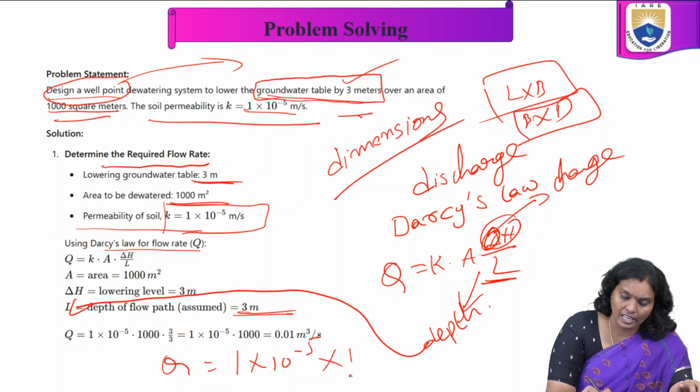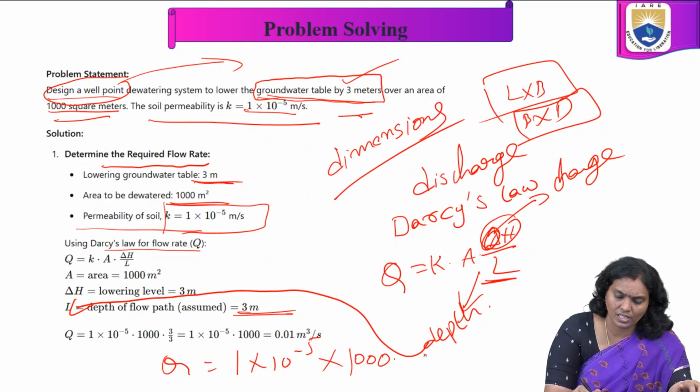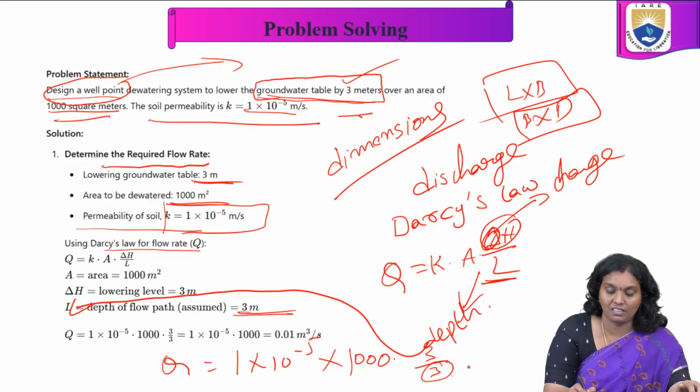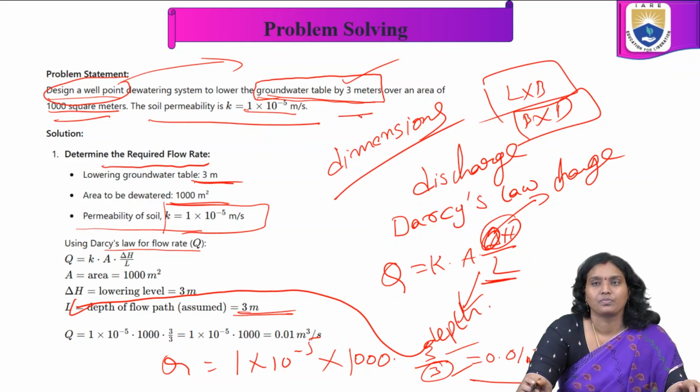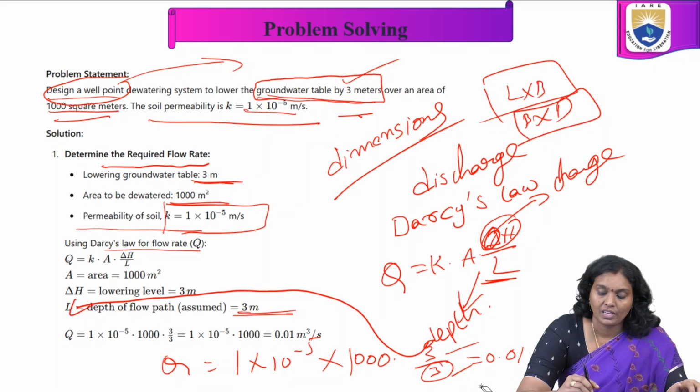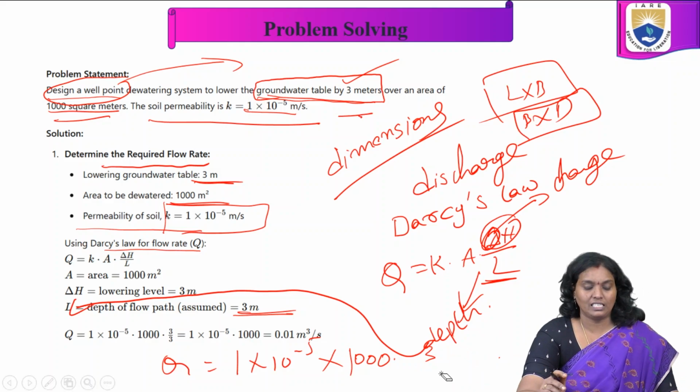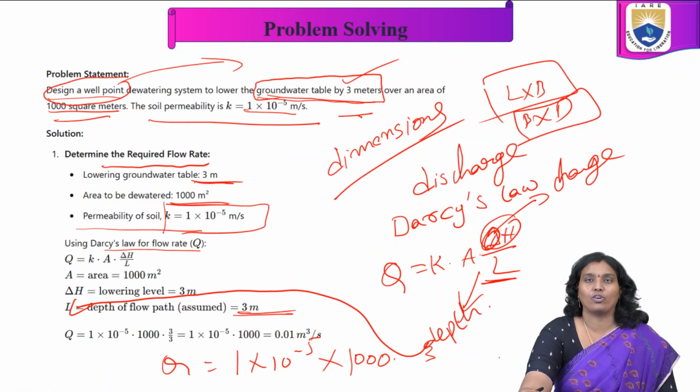So here they already mentioned that it is equal to 1000 3 by 3. It may vary. How much depth of the flow path there is, it is different. The lowering of the level may also vary sometimes. So this is the discharge value: 0.01 meter cube per second is the discharge value. This is the way we find out the required flow rate.